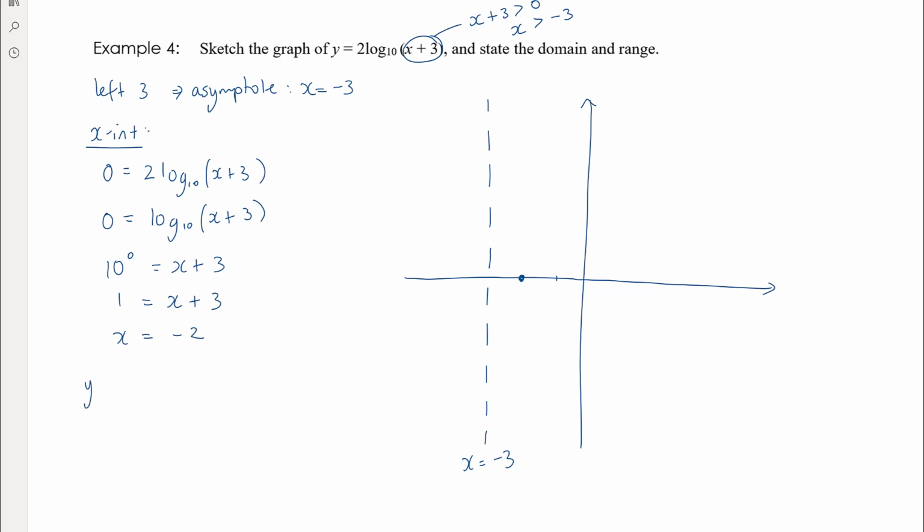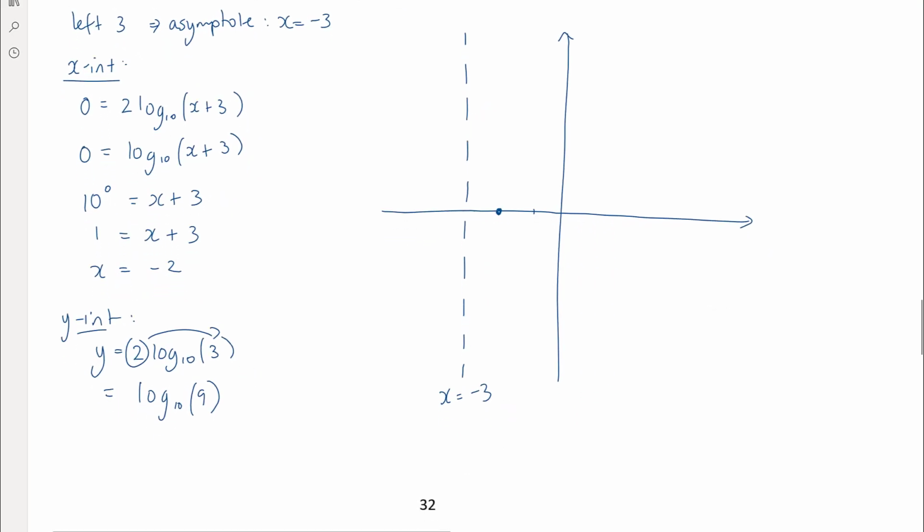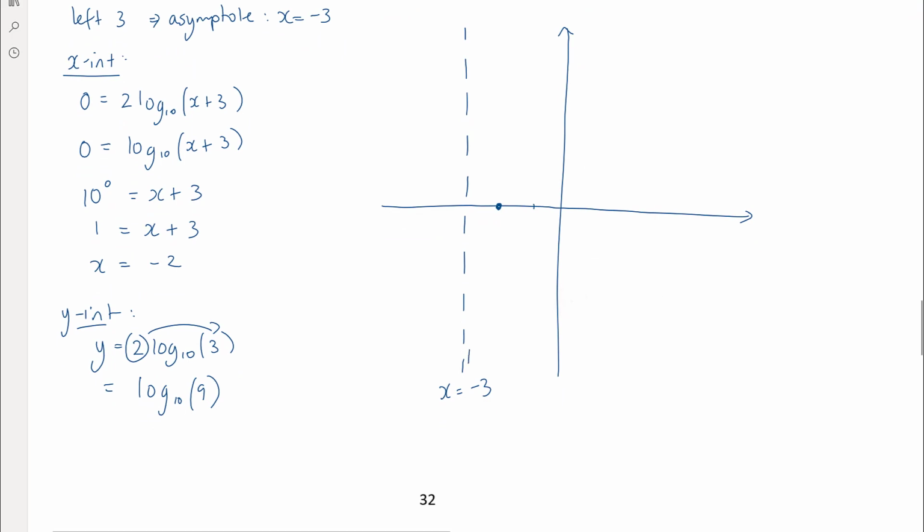Okay. So your y-intercept, you're going to let x equal 0. So you're going to have 2 times log base 10 of 3. Can't do anything with that. If you want to be able to write it a bit more neatly, you could write it as log base 10 of 9. Okay, log base 10 of 10 would be 1, so log base 10 of 9 will be a bit less than 1. Okay, so again, I haven't got any other numbers on my y-axis though, so I'll just draw my graph and then label that point. So that is the point 0, log base 10 of 9, or 2 times log base 10 of 3, and this is the point 0, negative 2. Sorry, negative 2, 0.